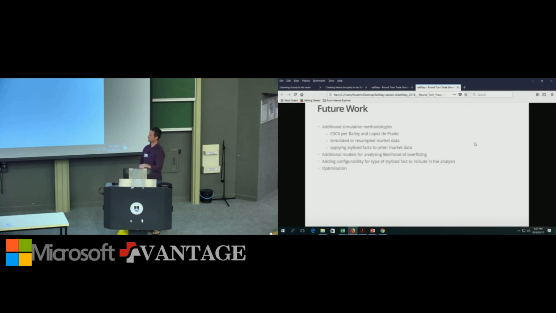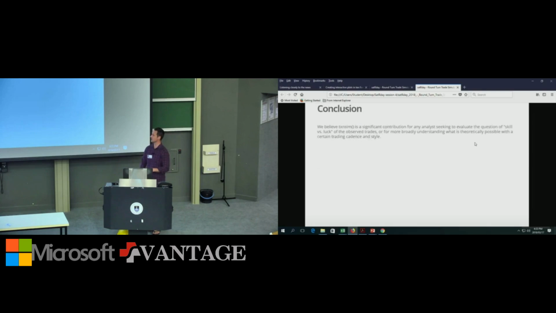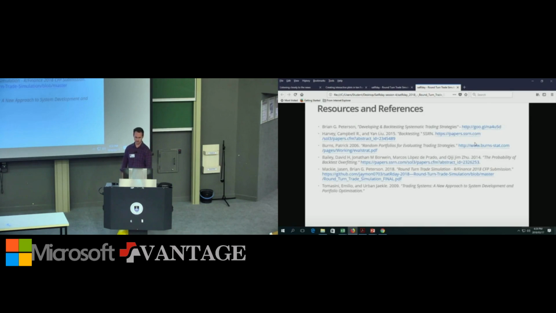Future work: we want to add simulation methodologies, so CSCV per Bailey and Lopez de Prado, combinatorially symmetric cross-validation, a bunch of other simulation methods, and adding configurability and also optimization. The conclusion is we believe that transaction sim is a significant contribution for any analyst seeking to evaluate the question of skill versus luck or overfitting from an observed series of trades. And some resources, if you're interested. I've left out White's reality check, which is a pretty useful one, but more for overfitting. And thanks.